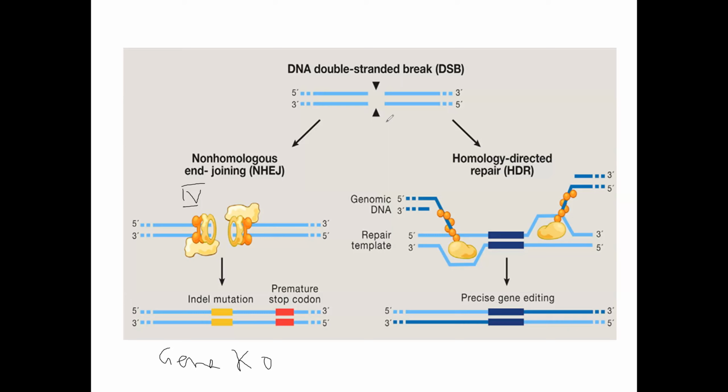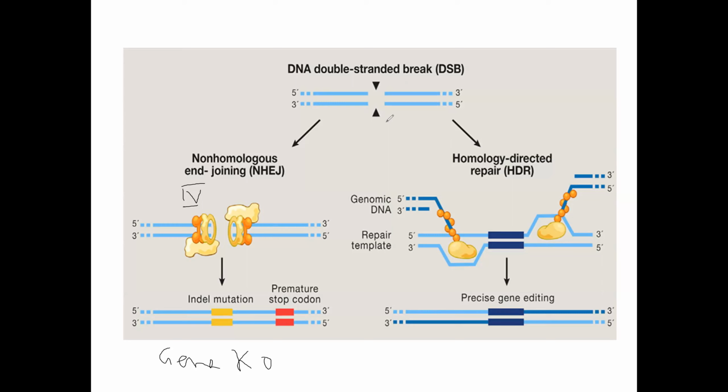So now the cell will try to repair this double-stranded break, and it will recruit these proteins. Ligation will happen, but it will be error-prone, and this will lead to premature stop codons being formed, and that will lead to a non-functional protein. Okay, and that means that gene is knocked out. So this is how people make gene knockouts.